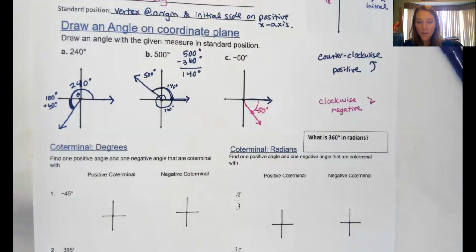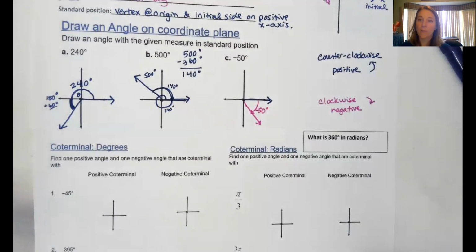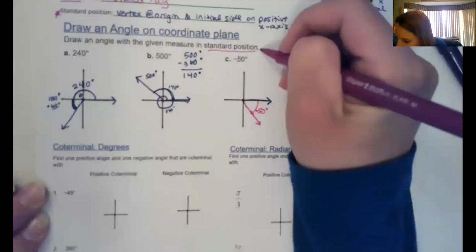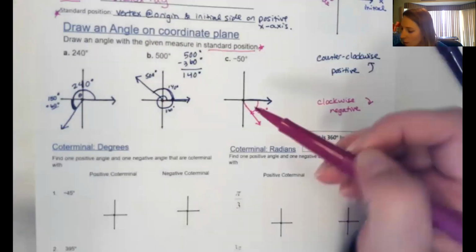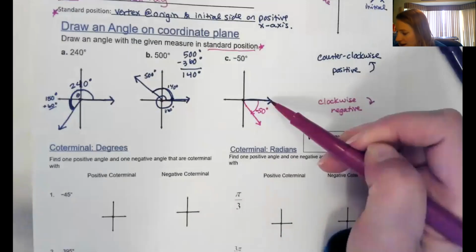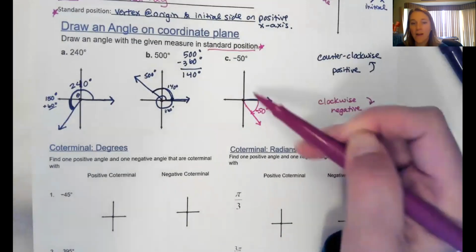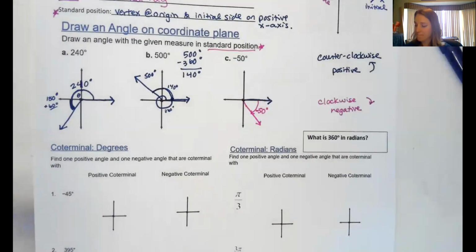All right, so we can draw the angles on a coordinate plane in standard position. Remember, standard position means what we just set up here: we start with the vertex at the origin, we have an initial side here, and then we rotate either positive, counterclockwise, or negative this way.